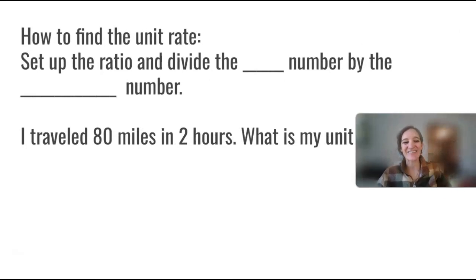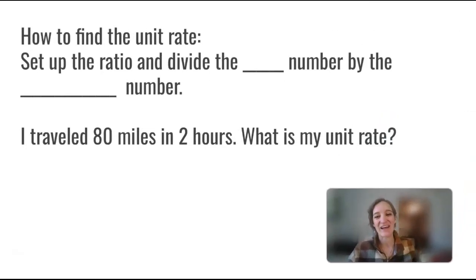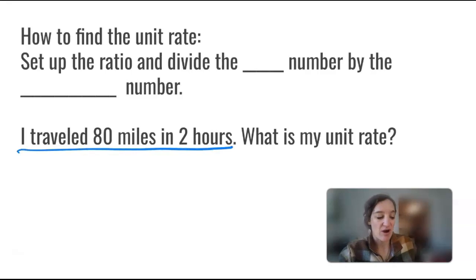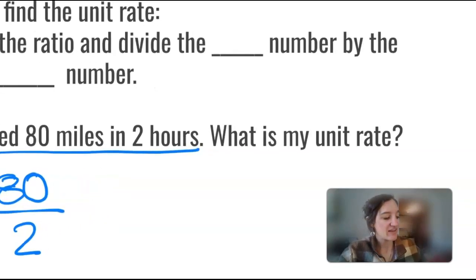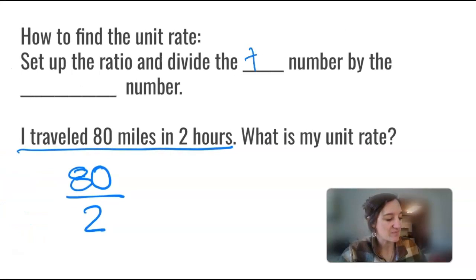Okay, so let's talk about how to find the unit rate. Now that you know what unit rates look like and that they always need to have 2 labels, the way you find a unit rate is you set up the ratio. So let's do that. For I traveled 80 miles in 2 hours. Set up the ratio as like a fraction. It always works best if it's a fraction. And divide the top number by the bottom number.